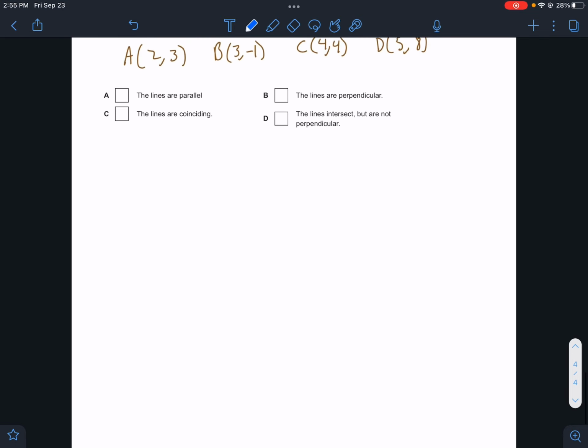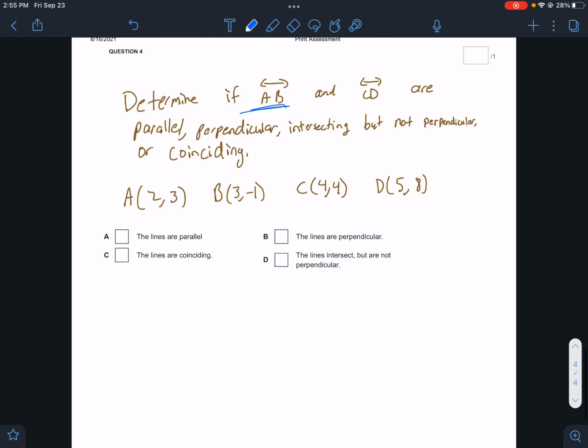One more. Determine if AB and CD are parallel, perpendicular, or coinciding. So this could be a fast problem depending on the slopes. If we get the same slope, we do need to find the y-intercept because we have to decide, are they parallel or coinciding? But if they're not the same slope, then we can actually just tell by the slope. But I'm going to go ahead and practice writing the equations no matter what.